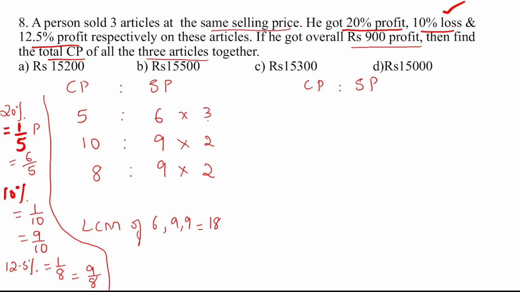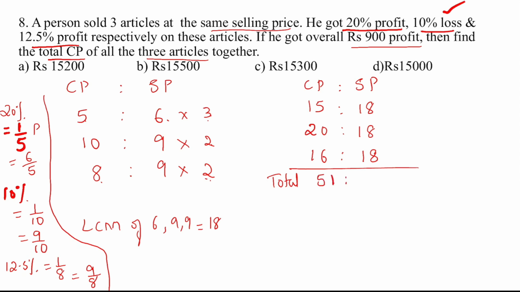So 3 5s are 15, 3 6s are 18, then 2 10s are 20 and 9 2s are 18, then 2 8s are 16 and 2 9s are 18. So now the selling price is the same throughout. So the total cost price is how much? Total cost price is 15 plus 20 plus 16, which is 51, and the total selling price is 18 3s, which is 54. So 54 is the selling price.